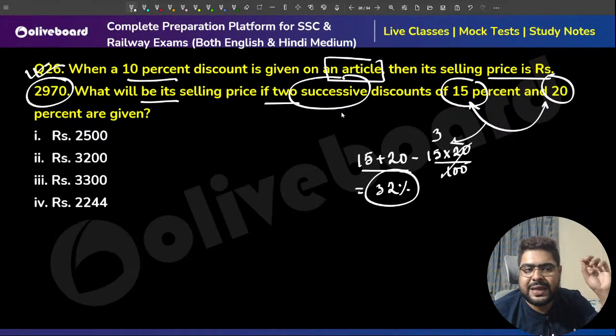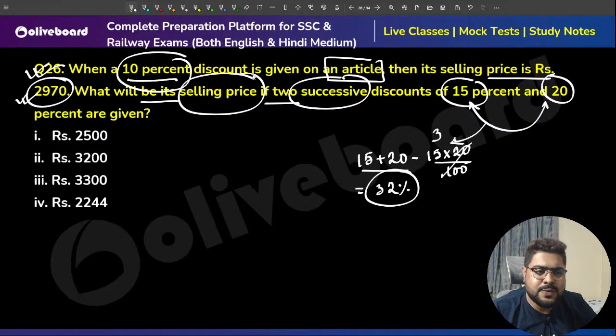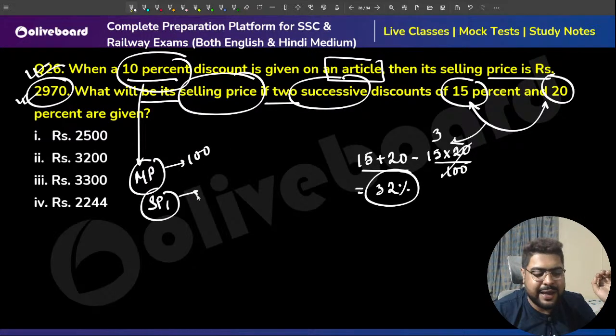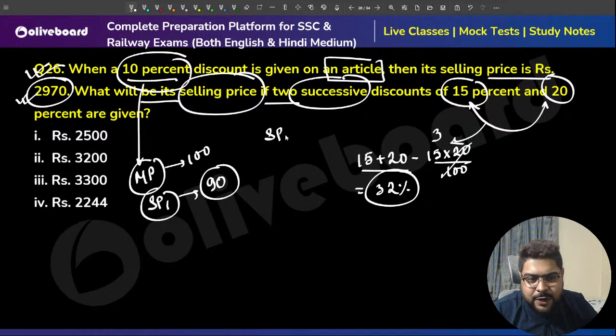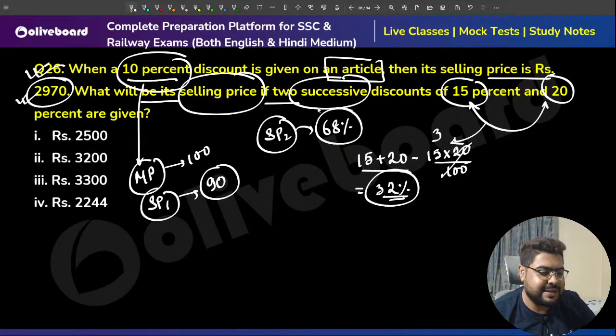So what are they asking? With a 10% discount, the selling price is this. What will the selling price be if there is a 32% discount? So what does 10% discount mean? If MP is 100 rupees, we will use the modular method. SP1, or selling price, will be 10% less, 90 rupees. So what will be SP2, sir? Selling price 2, if there is a 32% discount, will be 68%.